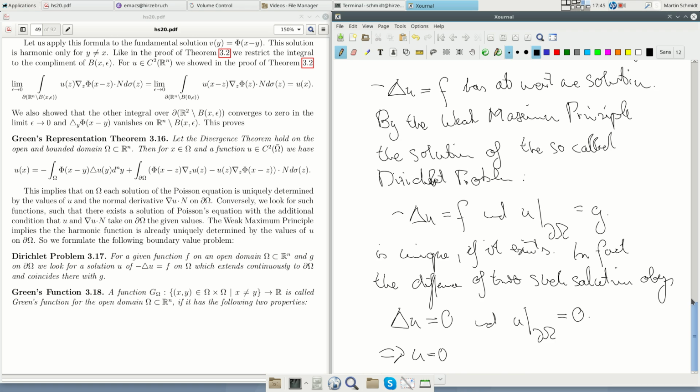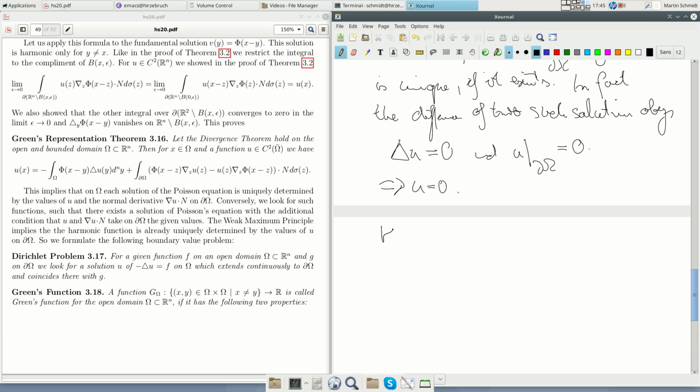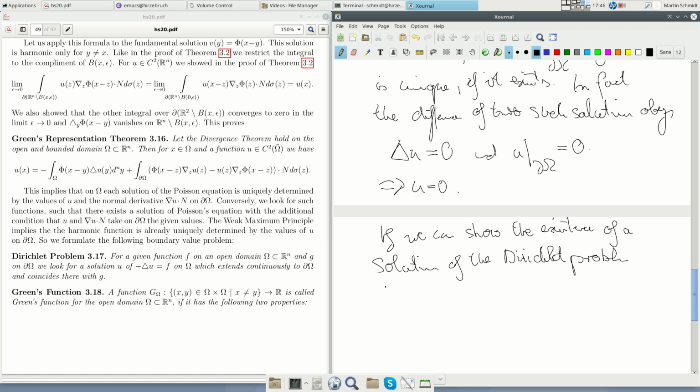Because now we have a real chance. If we can show the existence of a solution of the Dirichlet problem for a function g, then we know that there exists exactly one such solution.